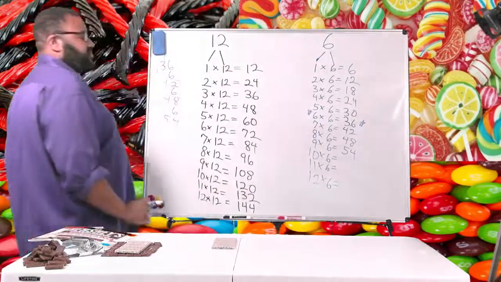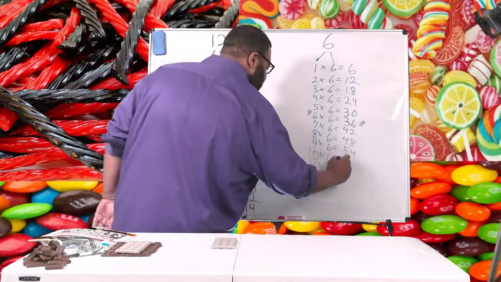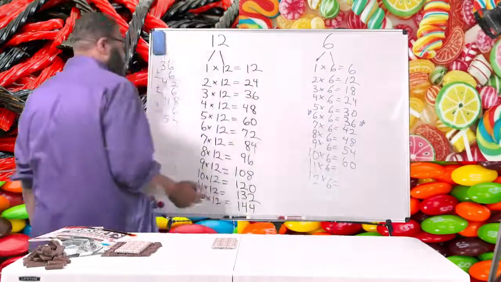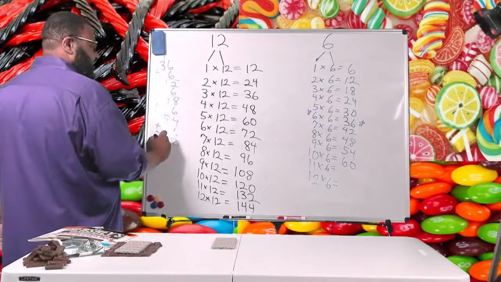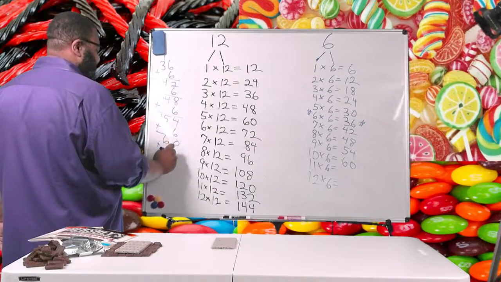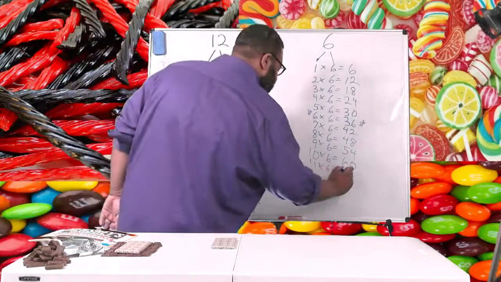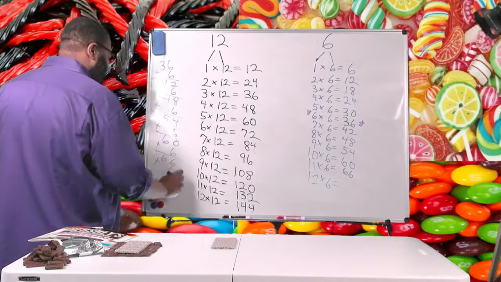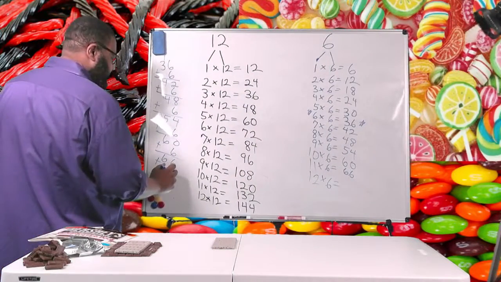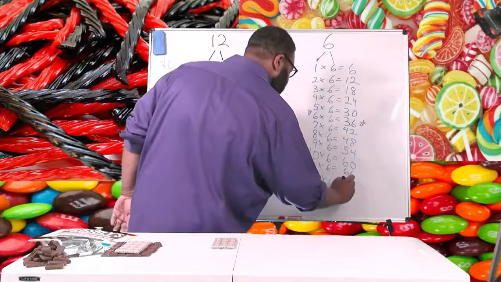All I'm doing is a pick and choose chart. And you know 10 times 6 is 60. But let's do plus 6. Plus 6, you know 60 plus 6 is 66. 11 times 6 is 66. And add one more 6. That gives us 72.